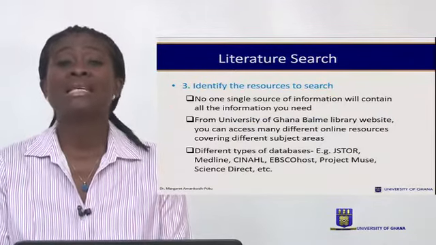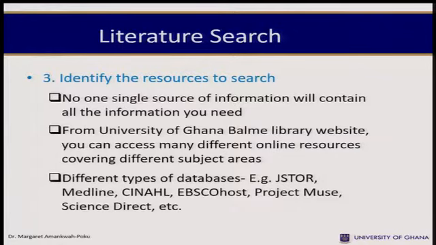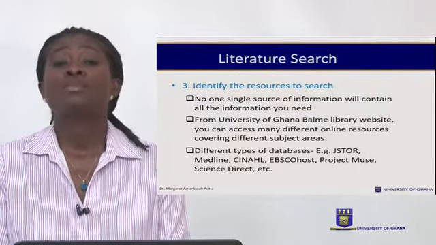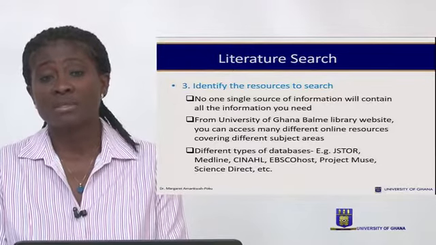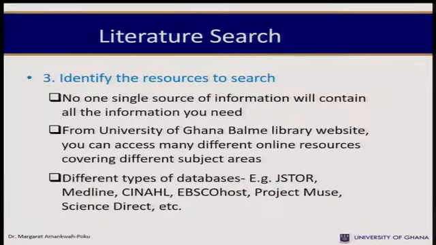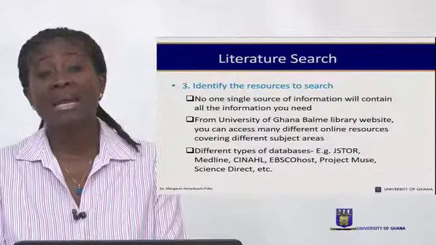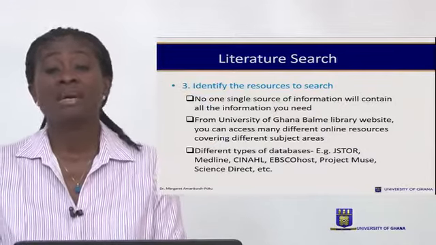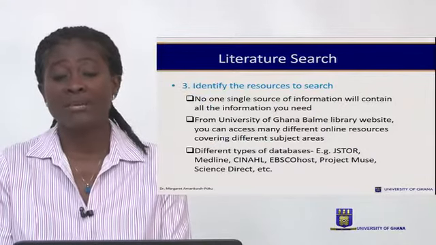Then the next thing is that you identify the source where you will do your search. I mentioned that there are several sources for obtaining information. So you don't have to restrict yourself to one single source. As much as possible, explore the various existing sources. So for instance, University of Ghana BAM Library, you can go online and then access several information about your area of interest or your research question or your research topic. For psychologists, we have Medline, we have Science Direct, we have PsycInfo, etc. All these databases are available for you to do a literature search.